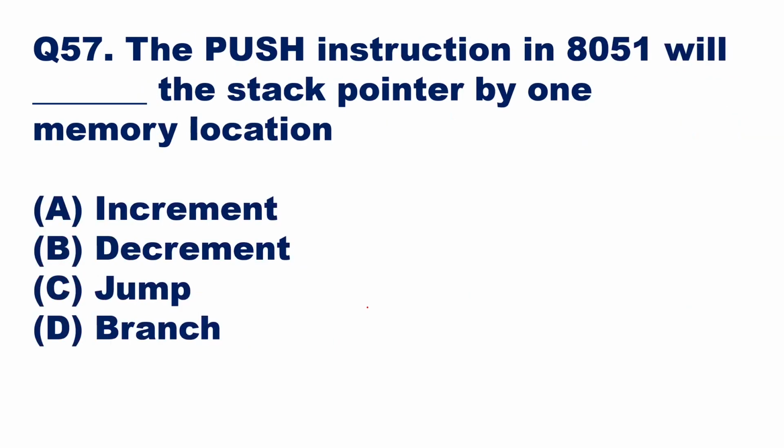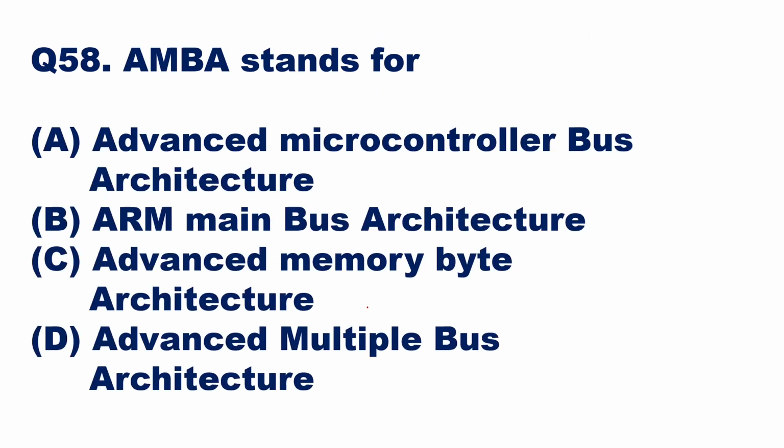Then we'll go to the next question. The push instruction in 8051 will dash the stack pointer by one memory location. Now, when you use the push instruction, the data is going to be stored in the stack memory. And when data is stored in the stack memory, what does the stack pointer do? It will be incremented or decremented. The stack pointer, which points to the address of that stack memory, will be incremented or decremented. So in the case of 8051, when the push instruction is used, it will increment the stack pointer by one memory location. So option A is the right answer here. Increment the stack pointer by one memory location. Then we'll go to the next question.